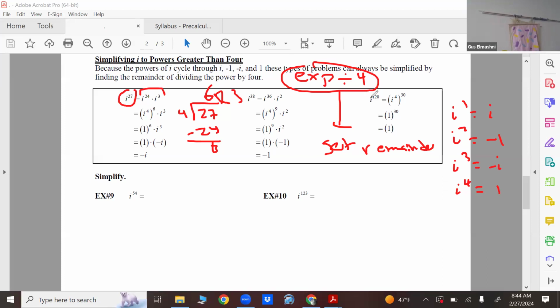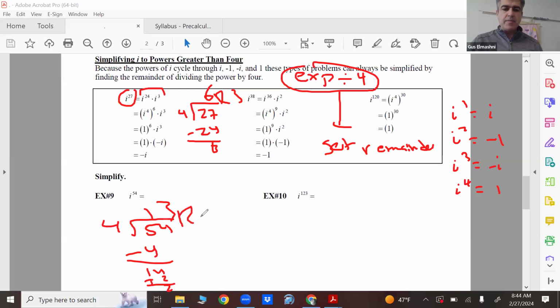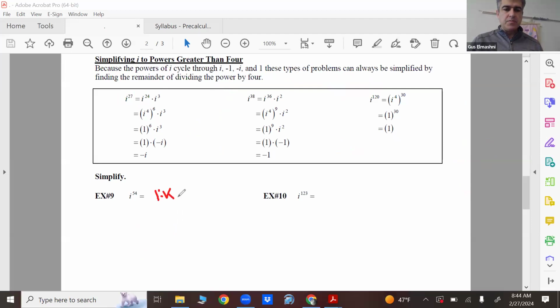So looking over here now, i to the 54. Is 54 divisible by 4? It doesn't go in evenly. What's the remainder if I do the division? It'd be 2, right? It goes in 13 times. 4 times 13 is 52. Yeah, the remainder is 2. So it's like i squared, so it's just -1. Let's look at i to the 123.